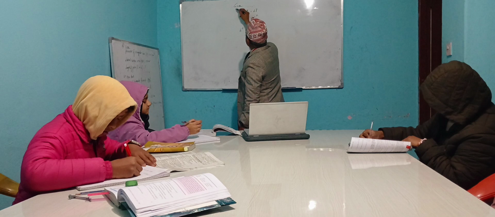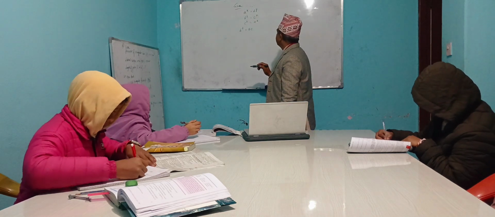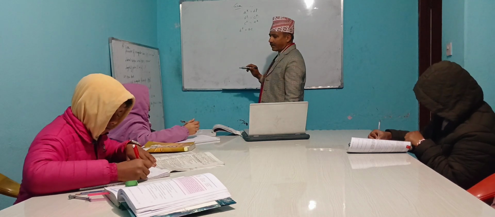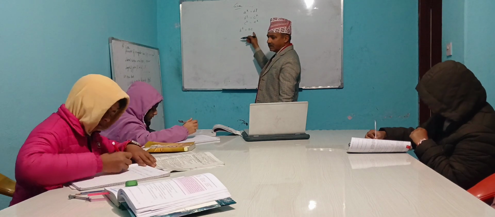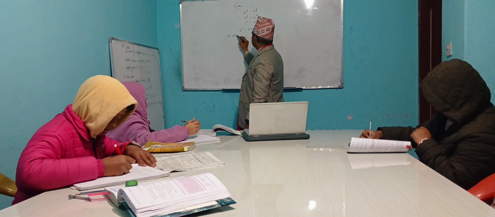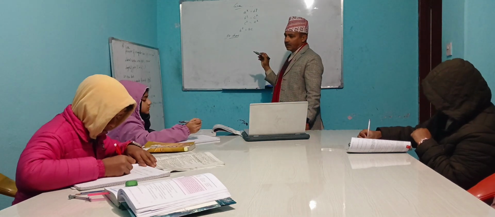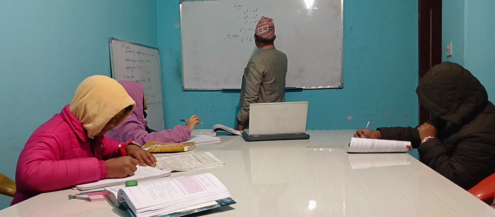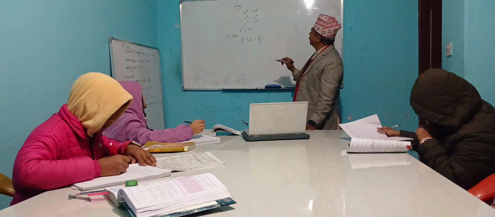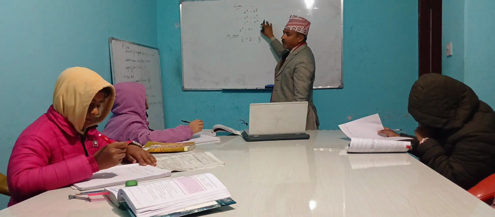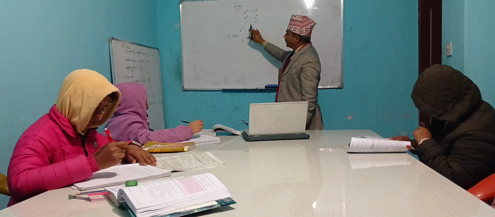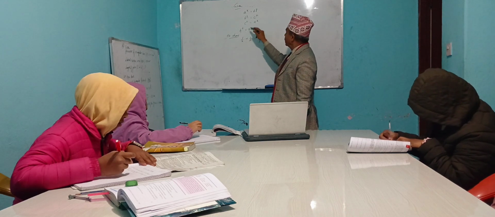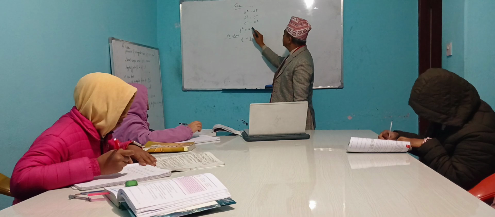Given a power x equals b power y equals c power z, and b square equals ac. So what do we have to prove? 1 by x plus 1 by z equals 2 by y. First of all, this is given, right? From here we find one relation and then we apply it here. Here is b, here is ac. This relation between a and c with b will show you.